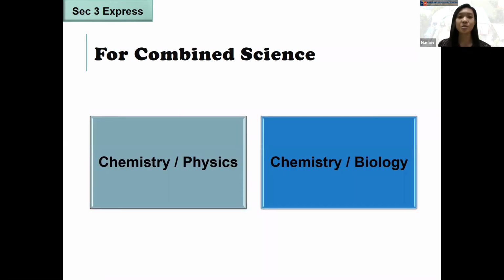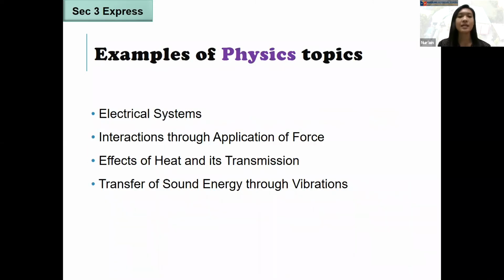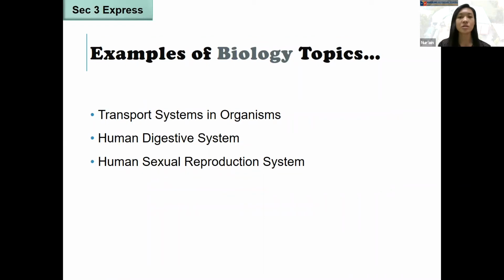I will move on to combined science. So these are the two options. Here are some examples of physics topics, examples of biology topics. So these are topics which students will find familiar because it has been briefly covered at lower sec science.